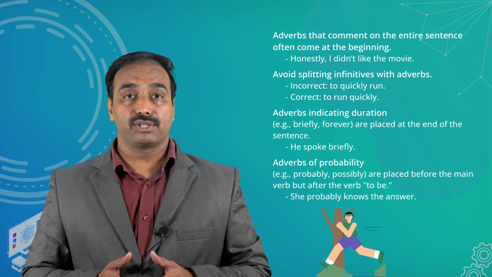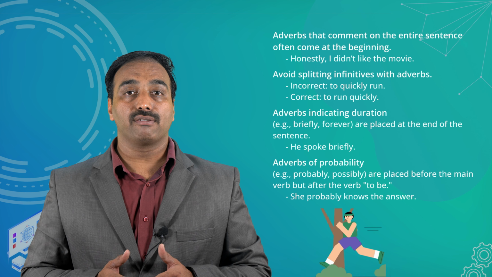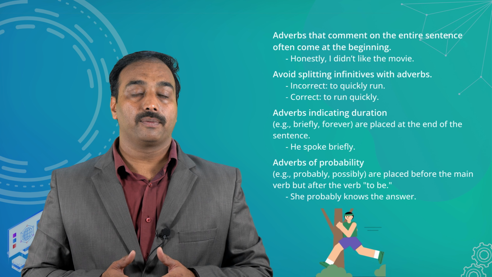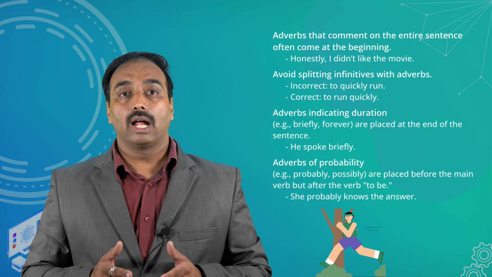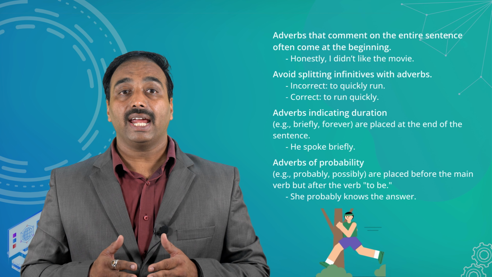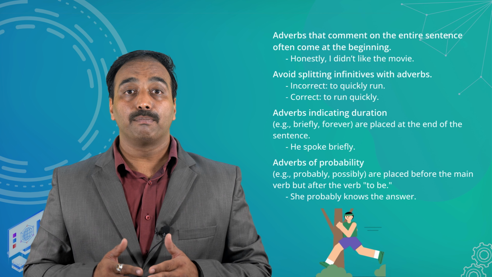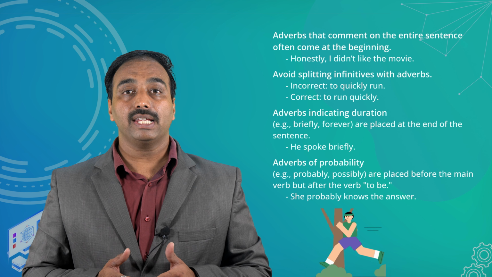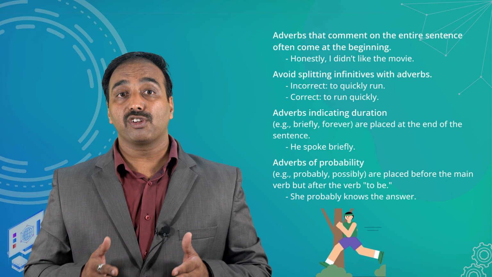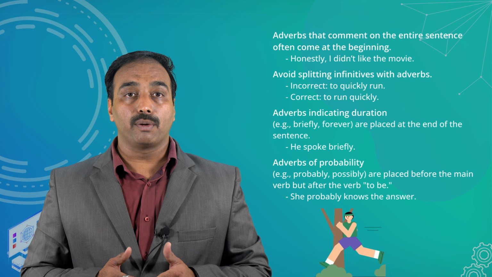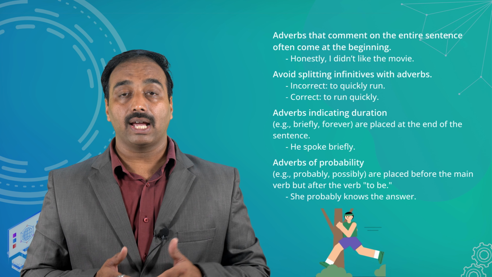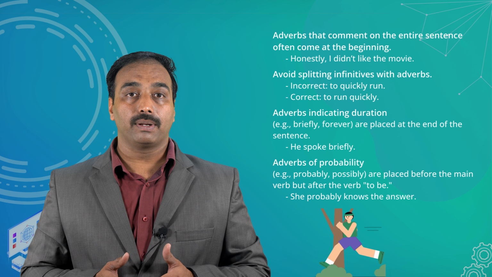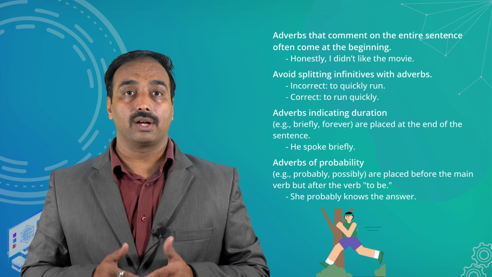Adverbs with infinitives. Avoid splitting infinitives with adverbs. Example: to quickly run is a wrong example. The correct sentence is to run quickly. Adverbs of duration. Adverbs indicating duration, for example, briefly, forever, are placed at the end of the sentence. Example: he spoke briefly. Adverbs of probability. Adverbs of probability, for example, probably, possibly, are placed before the main verb, but after the verb to be. Example: she probably knows the answer.